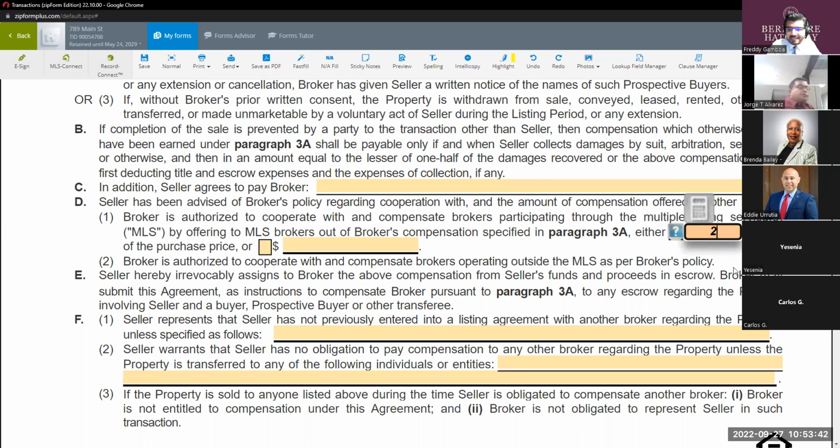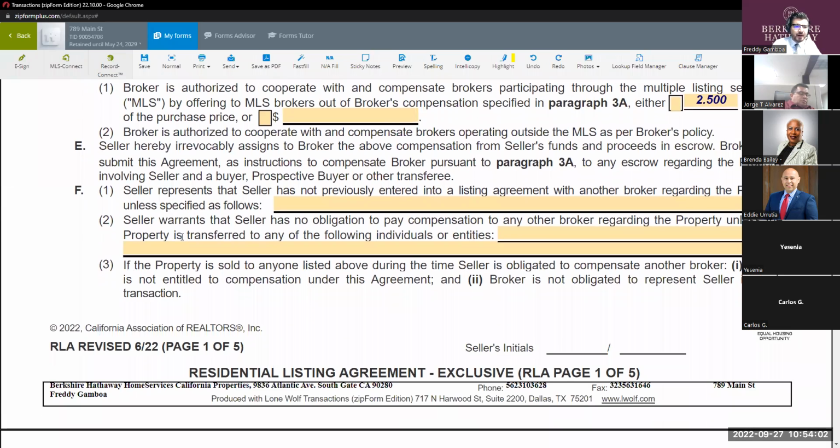It's okay, but please never go less than the commission you're paying to someone else. Always keep it equal or more, or maybe you could go 2.5 if you want. All right, let's move on. On letter F, seller represents that seller has not previously entered into a listing agreement with another broker regarding the property unless specified as follows. Now, why do we need to know if that seller has entered into a contract with someone else?